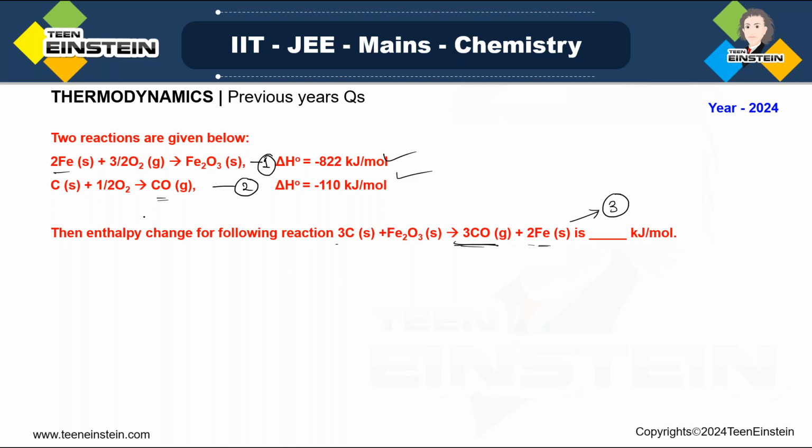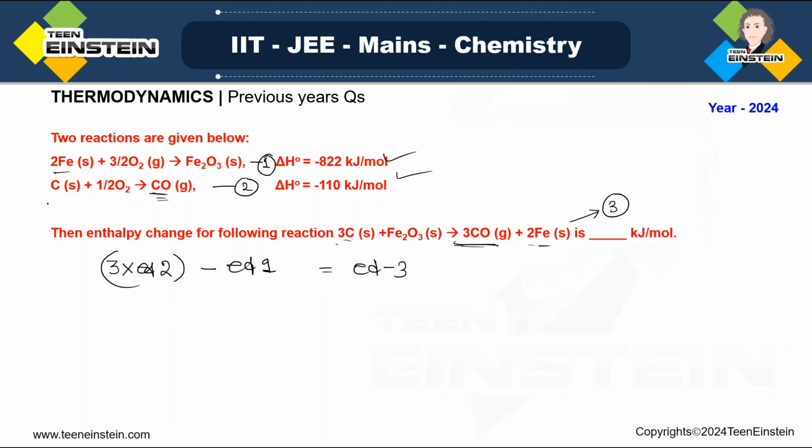But there is another thing. Here we have only 1 mole of CO, but it is 3 moles of CO. That means you also have to multiply equation 2 with 3. So what we will do now is 3 into equation 2 minus equation 1. If you do that, you will get equation number 3.